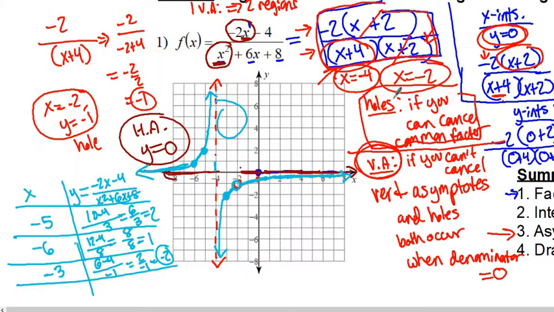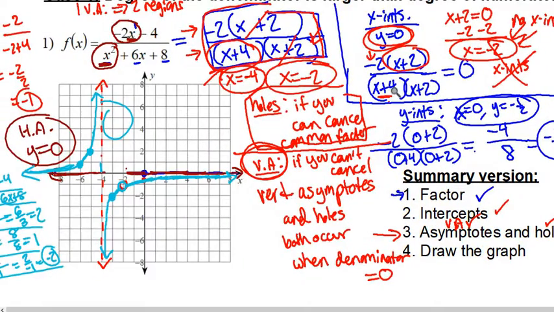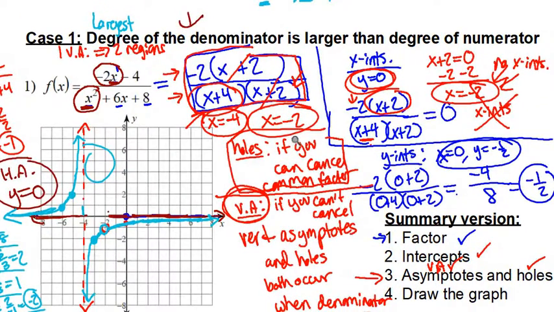Quite a few steps, but I hope the idea made sense that in order to get a good picture, we need to do these 4 things that you see listed under summary. We need to factor, find the intercepts, asymptotes, and holes, and then draw the graph. And in the next video, I'll just show you what the picture looks like. And then we said that there are 3 cases. There's case 1 right here. I'm going to show you what case 2 and case 3 look like as well.